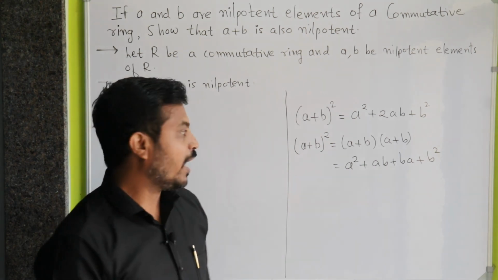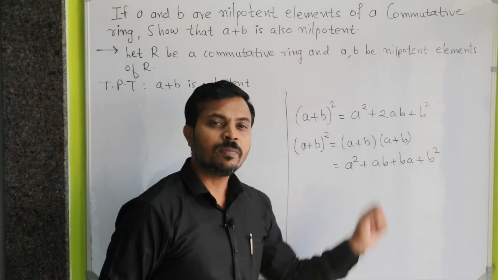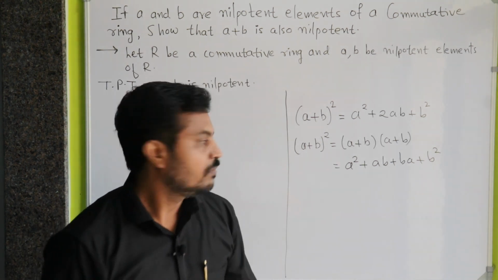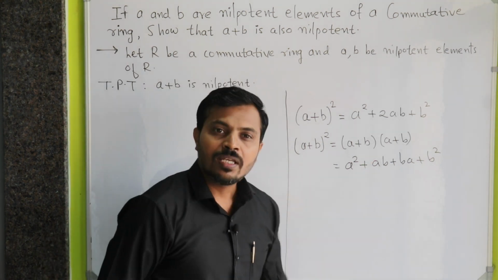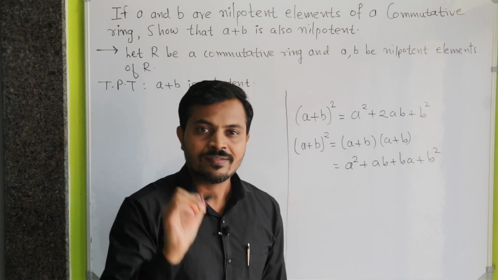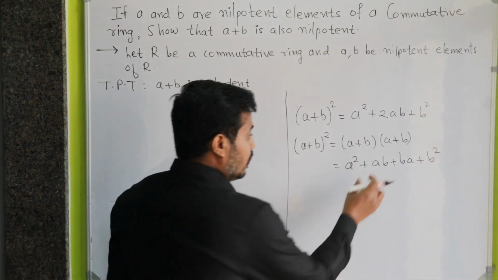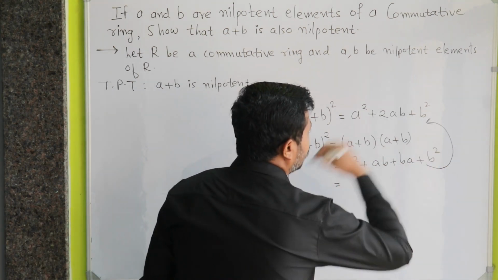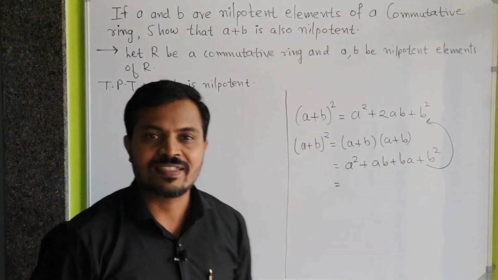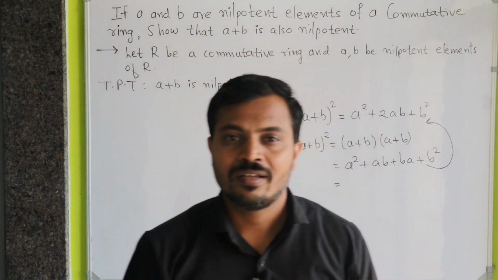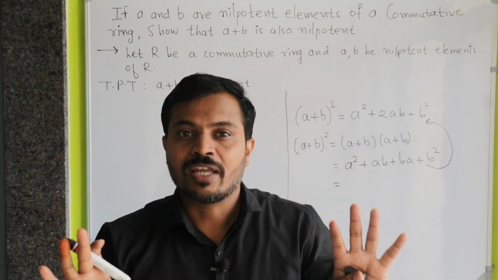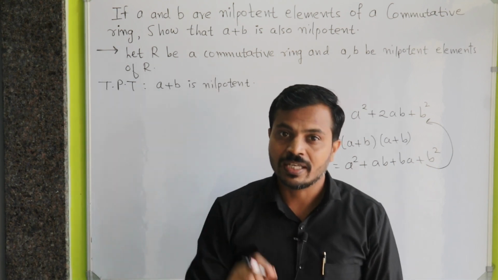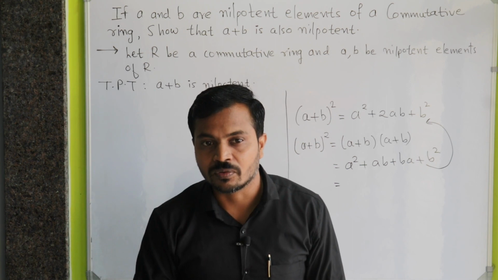But as we know, ab need not be equal to ba in ring theory. So ab will be equal to ba if the ring is commutative. If the ring is commutative, then this will be exactly equal to a square plus twice ab plus b square. So in general, whatever binomial theorem we use, that holds in the ring if the ring is commutative.